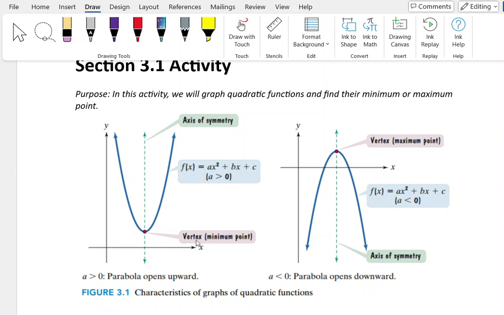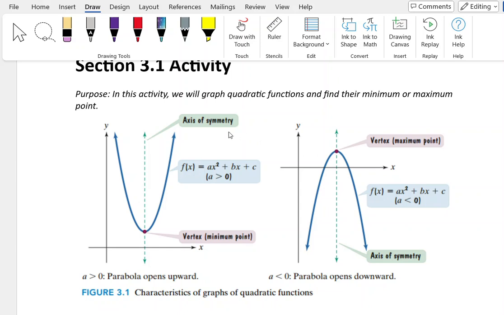The vertex is the minimum point on a parabola or the maximum point, depending on whether it opens upward or downward. If a, which is the number in front of x squared, is positive, then it will open up, and the vertex will be a minimum point. If a is negative, then it will open down, and the vertex will be a maximum point.